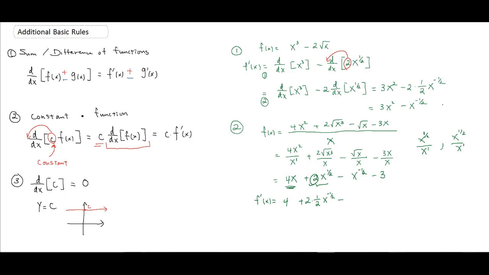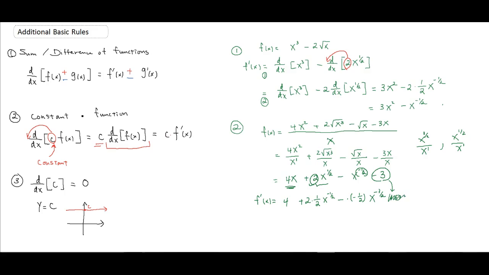Now the next one minus, right, because that's the difference, and this negative 1/2 would come up front, so that would be negative 1/2 times x to the negative 1/2 minus 1 is going to give me negative 3/2. Now remember the last one, negative 3. Derivative of any constant is going to be 0, so that is going to give us just 0 at the end, but of course you don't have to write that.